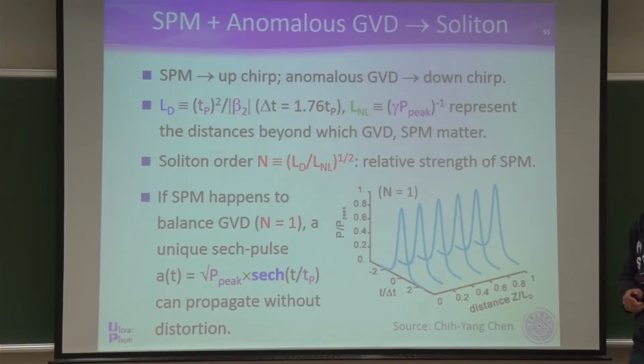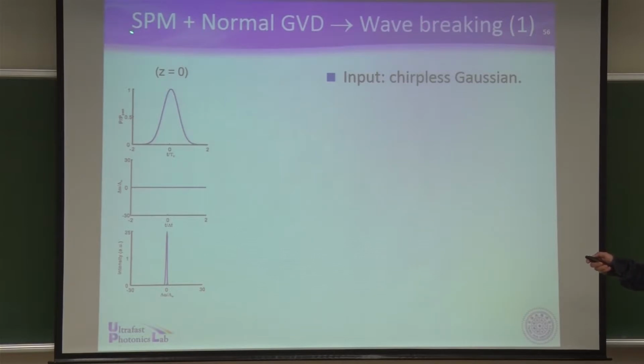OK，所以这个条件很严格。OK. Second example, you have self-phase modulation. But this time you have normal GVD, then you will incur so-called wave breaking. Okay. So what is that? Assuming we have an input pulse, which is a chirpless Gaussian. In the time domain, you have a Gaussian pulse. In the frequency domain, you have a Gaussian spectrum. And the middle one means the instantaneous frequency shift. And it comes from the time derivative of your temporal phase. But we have already assumed the input pulse is chirpless, so there is no frequency shift. 就是你的 local frequency basically 是常数，不会随时间改变，没有 chirp. This is the input pulse.